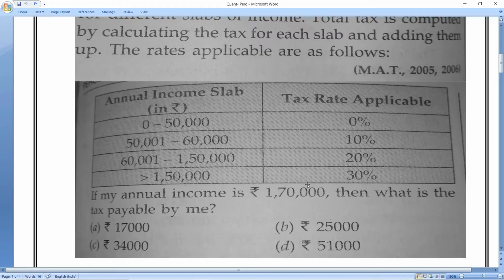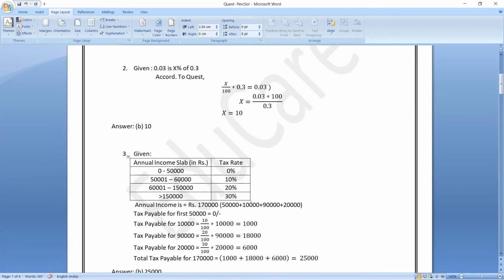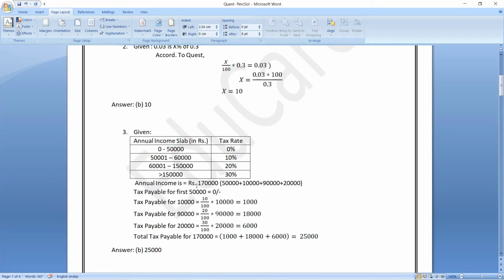So what we will do is, first we will note down the table given there. Then we will go as annual income is 1,70,000, and according to the slab we will break down the income, that is from 50,000 to 1,50,000, in the way as 50,000 plus 10,000 this difference, then 90,000 this one, and then the rest 20,000, that is from 1,50,000 to 1,70,000.